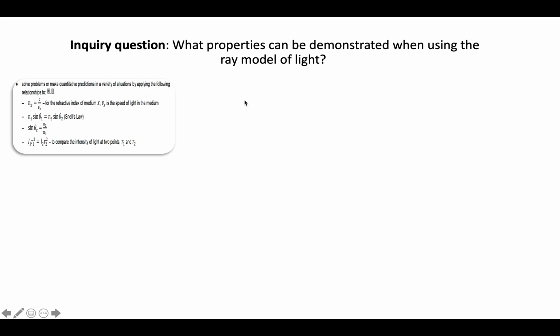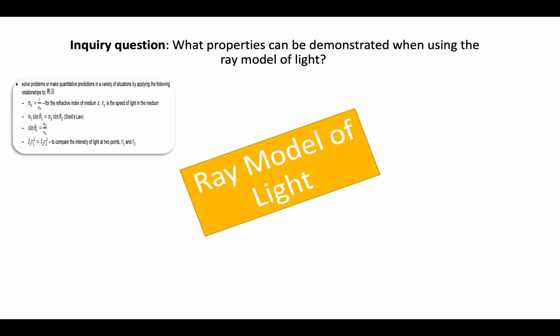So I'm just going to look at the syllabus outcomes that we are supposed to address for each of them. And as you can see, it starts off with an inquiry question which states: what properties can be demonstrated when using the Ray model of light? And the Ray model of light here is a core topic. So in order to do all of that, the first thing we do is to address the inquiry question.